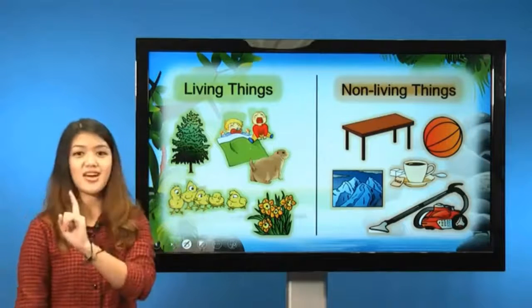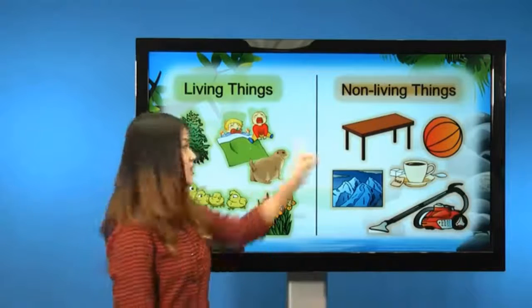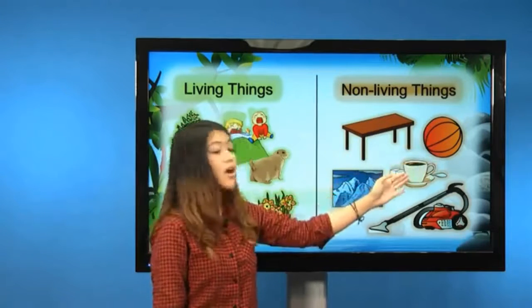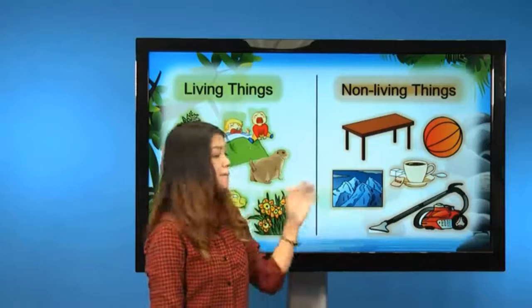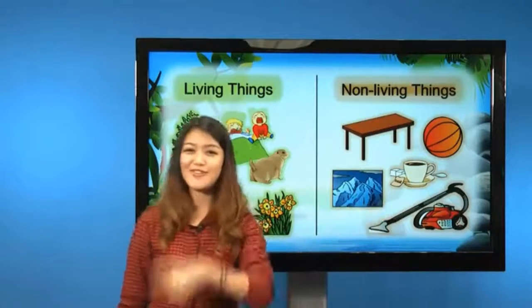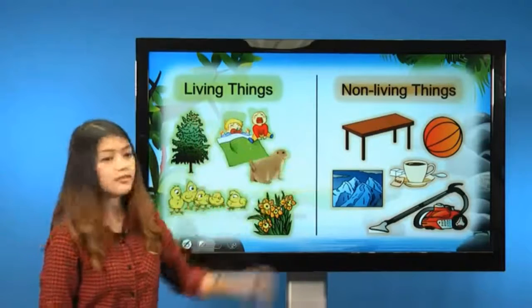So on the other side are examples of non-living things. Non-living things, we have tables, balls, coffee, mountains, and also a vacuum cleaner that you have in your house. So those are the examples of living things and non-living things.